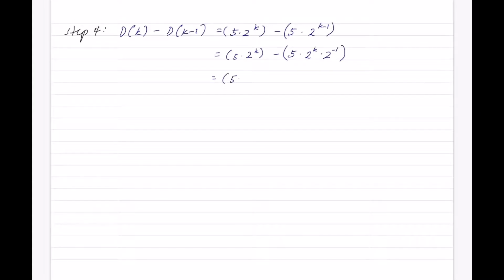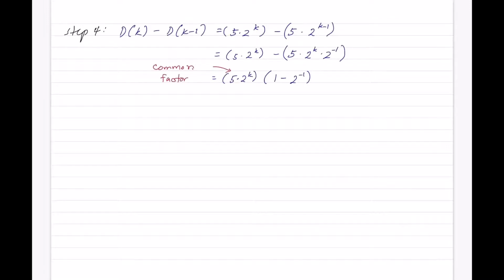So for step 4, we now solve the systems of equations. This is written as d of k minus d of k minus 1 is equal to 5 times 2 raised to k minus 5 times 2 raised to k minus 1. We proceed. So 5 times 2 raised to k minus 5 times 2 raised to k times 2 raised to negative 1. So we split 2 raised to k minus 1 into two factors. Then 5 times 2 raised to k times the quantity 1 minus 2 raised to negative 1.